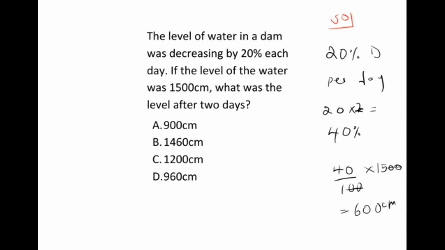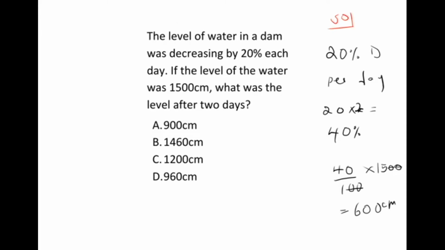But we are asked the level of the water after 2 days. Therefore, we take 1,500 minus 600. We shall have 1,500 minus 600. Fifteen minus 6, that is 9. The level of the water is 900 centimeters. Therefore, our correct choice is A, which is 900 centimeters.